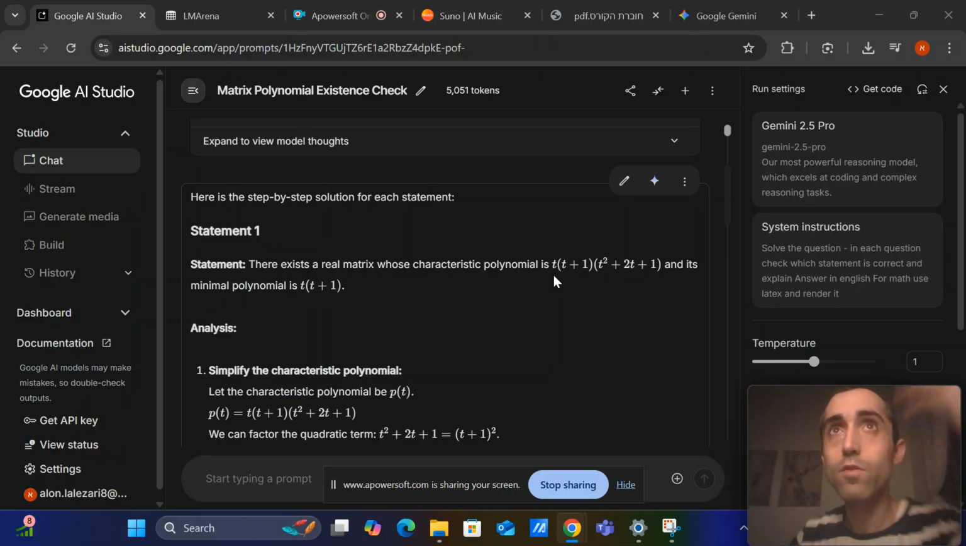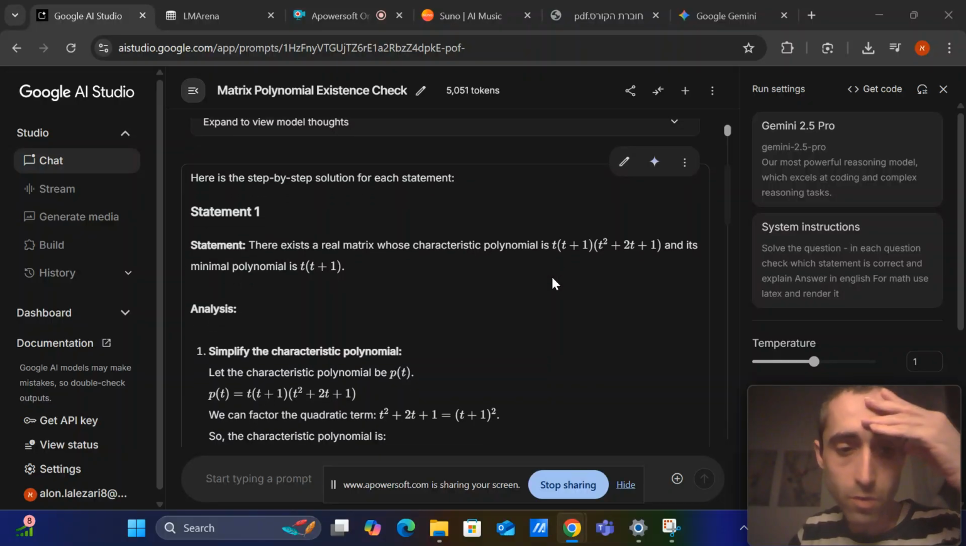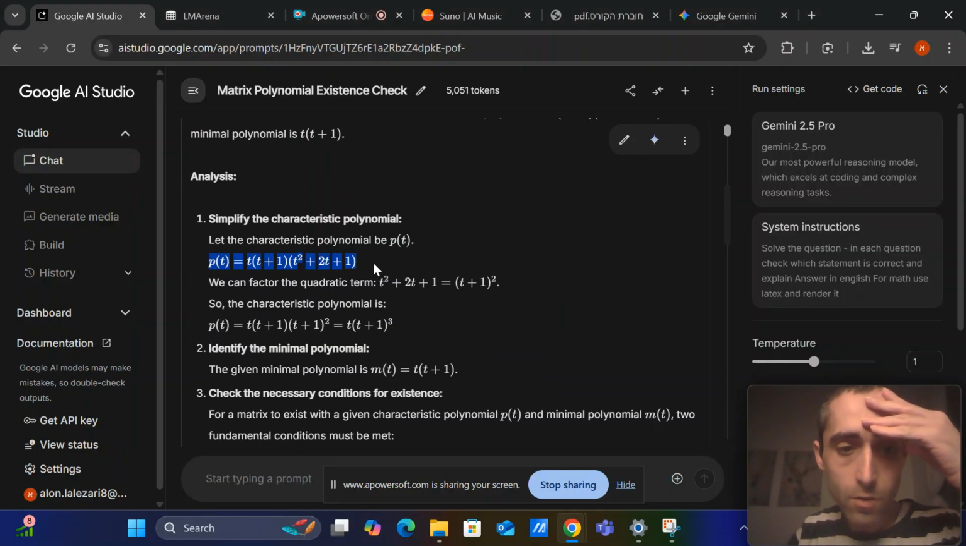Those two conditions that I just mentioned must hold in order for a polynomial to be the minimal polynomial of a matrix. Now, it's not sufficient, because you also need the minimal polynomial to annihilate the matrix. But you need that the roots are the same and the minimal polynomial divides the characteristic polynomial.